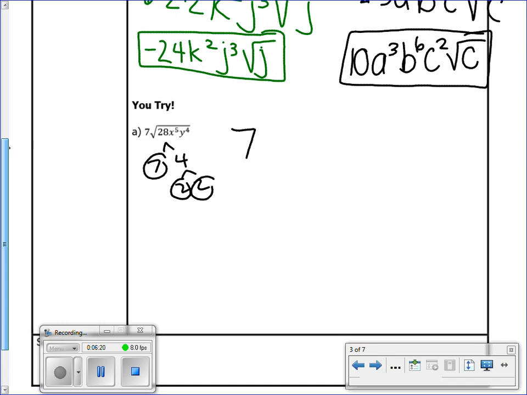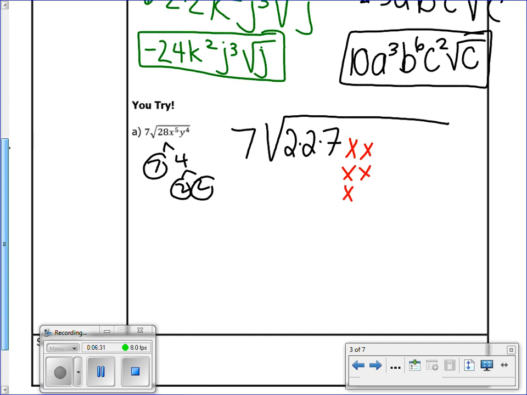We have this 7 out in front, square root, 2 times 2 times 7, x to the 5th, so I'm going to write out 5 x's. Again, I'm going to stack them in sets of 2, so it's easier. And y to the 4th, 1, 2, 3, 4.